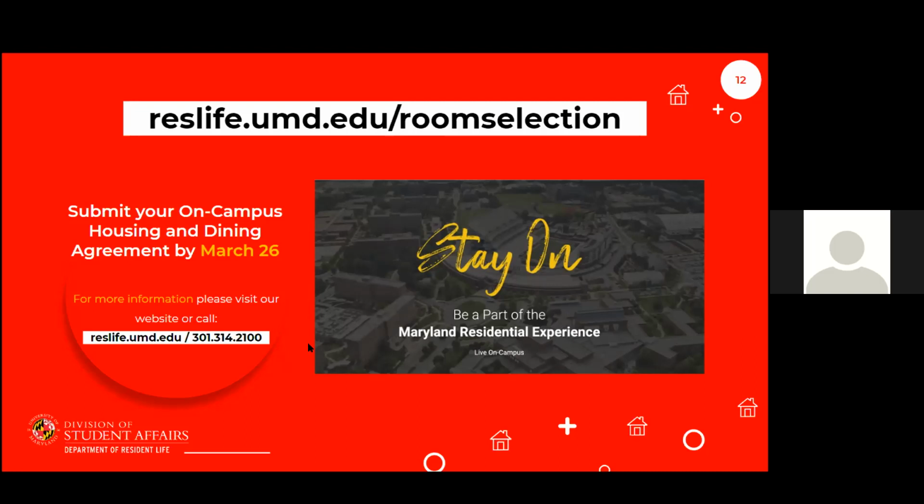However, if an incoming freshman wants to live with a returning student, then they will need to complete the housing agreement. I would suggest doing it by March 26th so they can join that returning student. If that returning student is able to participate in room selection, that incoming freshman could join that group.